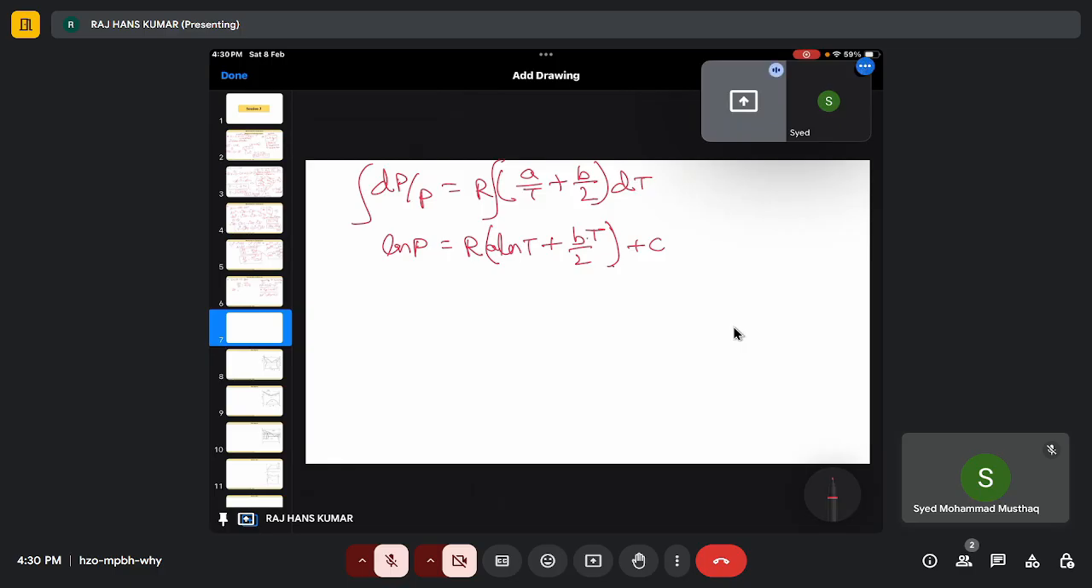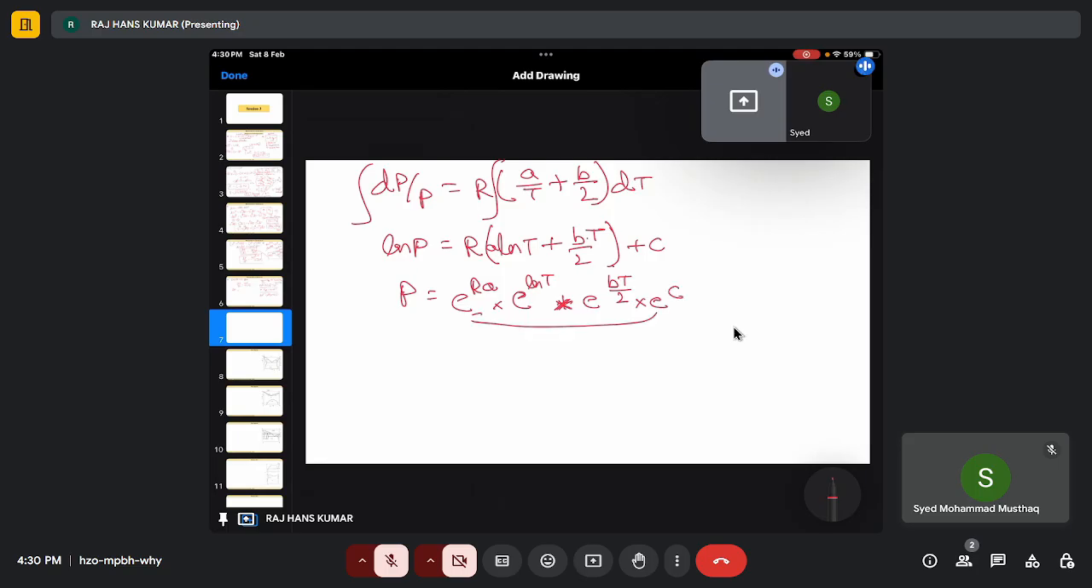Now if you want to write everything in terms of exponential, then it can be written as p equals e to the power r a times e to the power ln t, sorry, times e to the power bt by 2 times e to the power c.